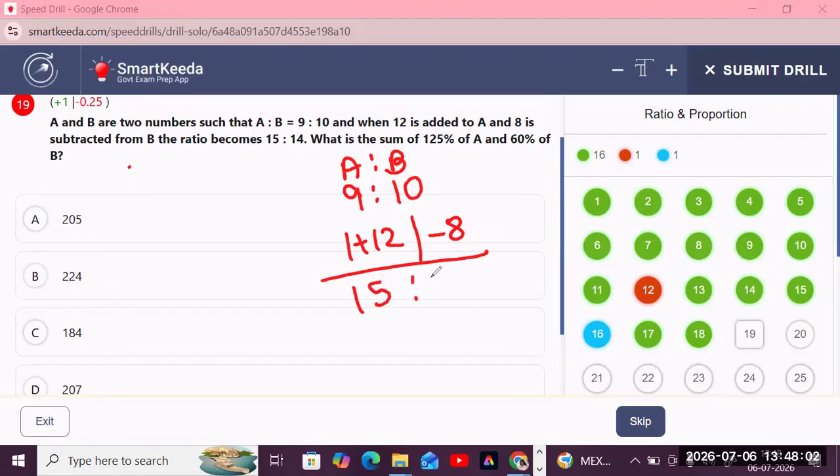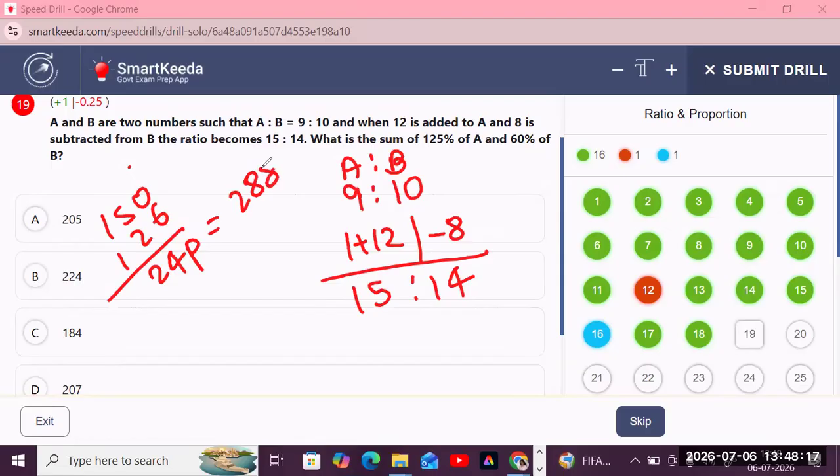The ratio becomes 15/4. क्रॉस मल्टीप्लिकेशन अगर हम करेंगे, 150 minus 126 is equal to 24 parts. 24 parts is equal to 228. One part is equal to 12. So A जो है वो 108 हो जाएगा, B जो है वो 120 हो जाएगा.